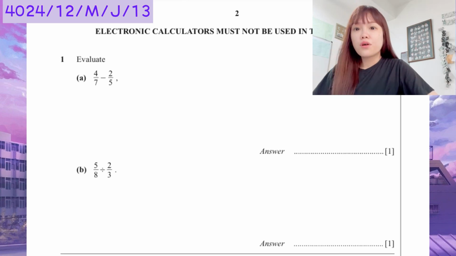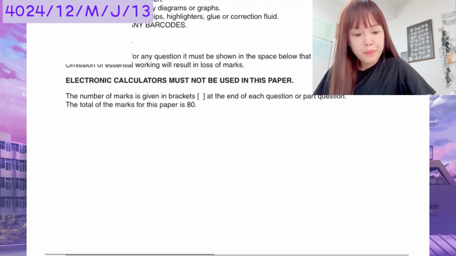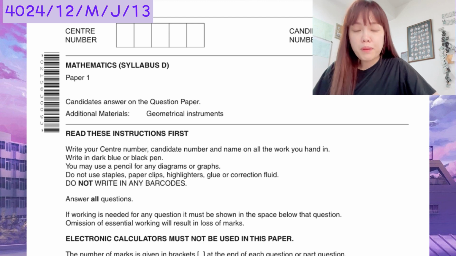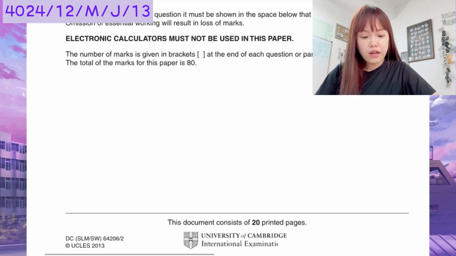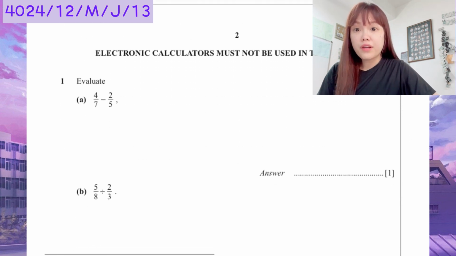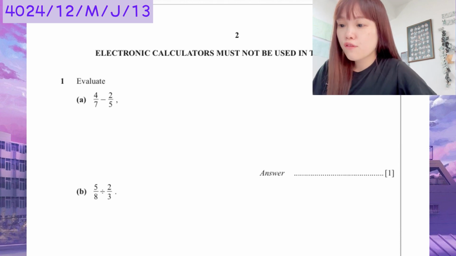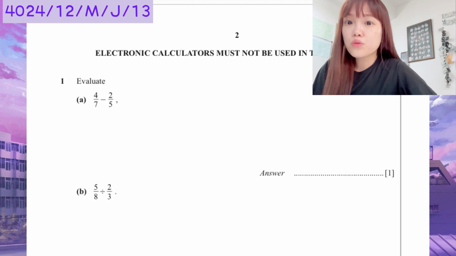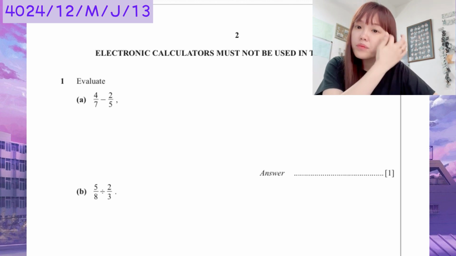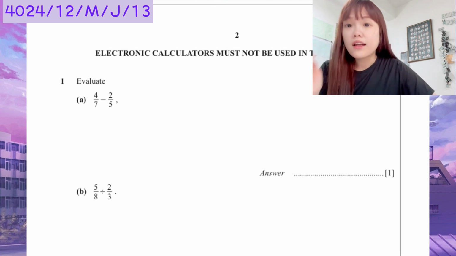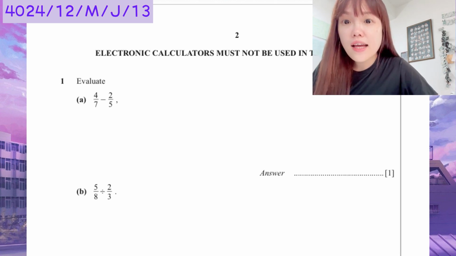Okay, so we are doing the May-June 2013 paper 1-2. You can print it out. I hope you have done your work already, so it's easier for me to explain. You follow your own pace. If you think that you know how to do that question, you can skip that part of the video. So let's get started. If you haven't started yet, let's do this together.